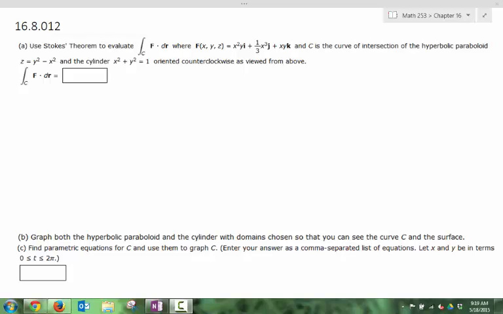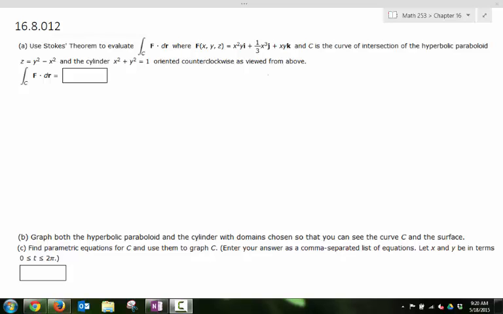Let's take a look at this problem from your homework. We want to use Stokes' theorem to find this line integral where F is x squared y in the i direction, 1/3 x cubed in the j direction, and xy in the k direction. C is the curve of intersection of the hyperbolic paraboloid and the cylinder, oriented clockwise from above.